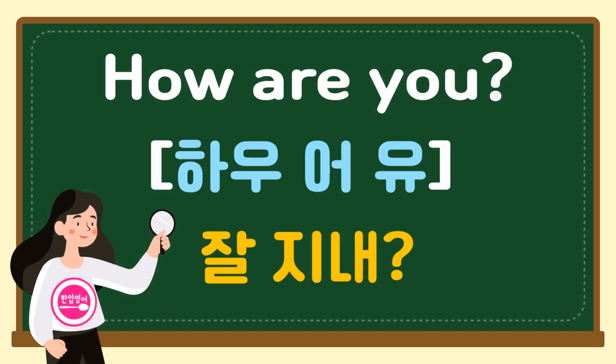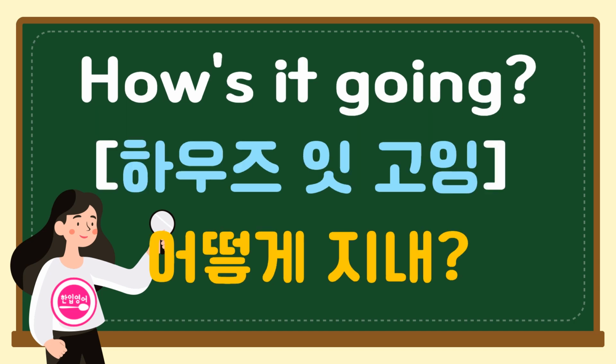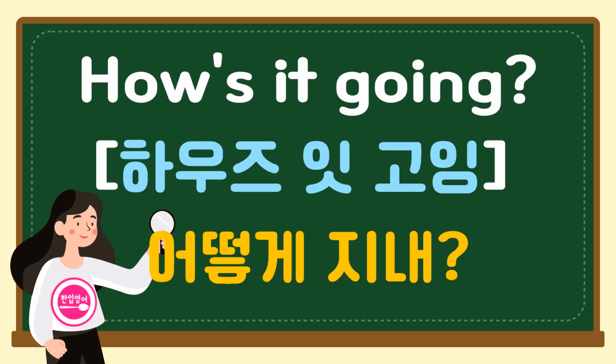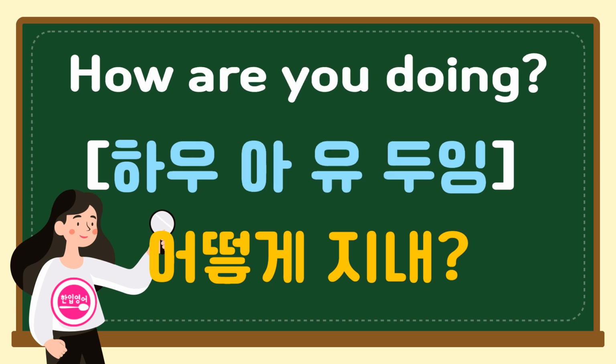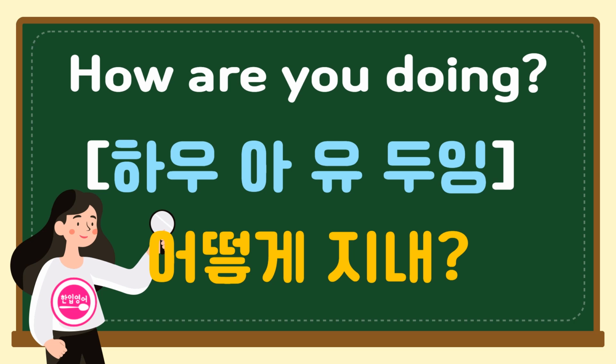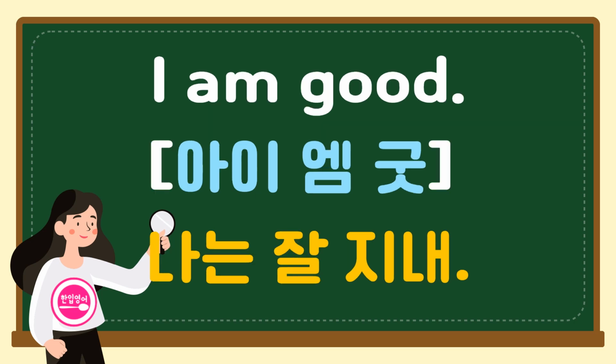잘 지내? How are you? How are you? 어떻게 지내? How's it going? How's it going? How's it going? 어떻게 지내? How are you doing? How are you doing? How are you doing?